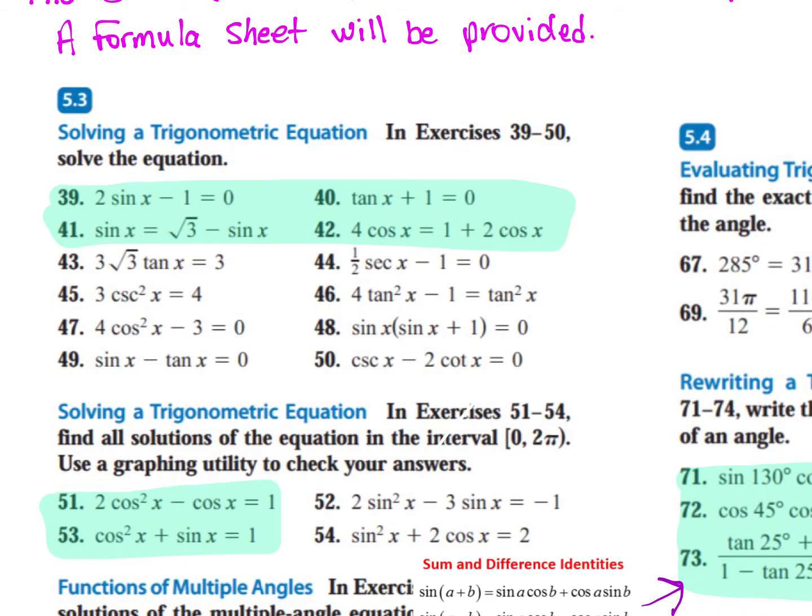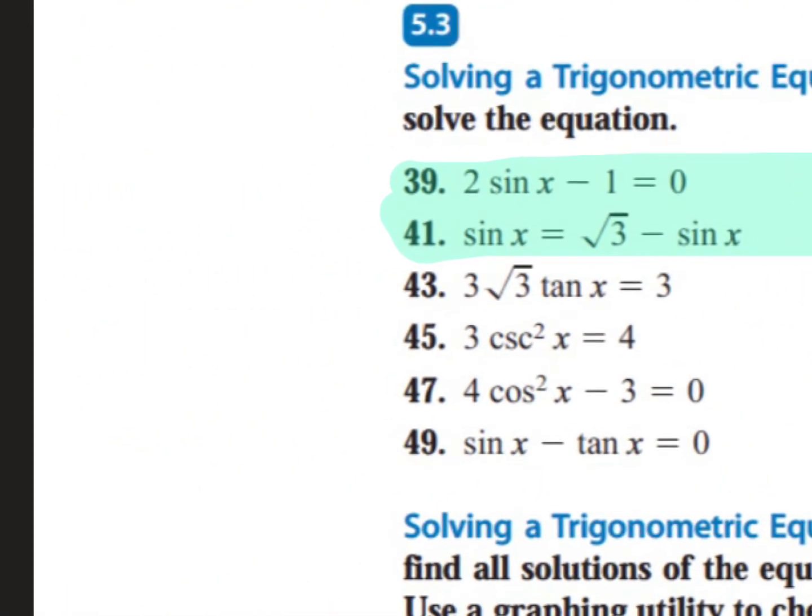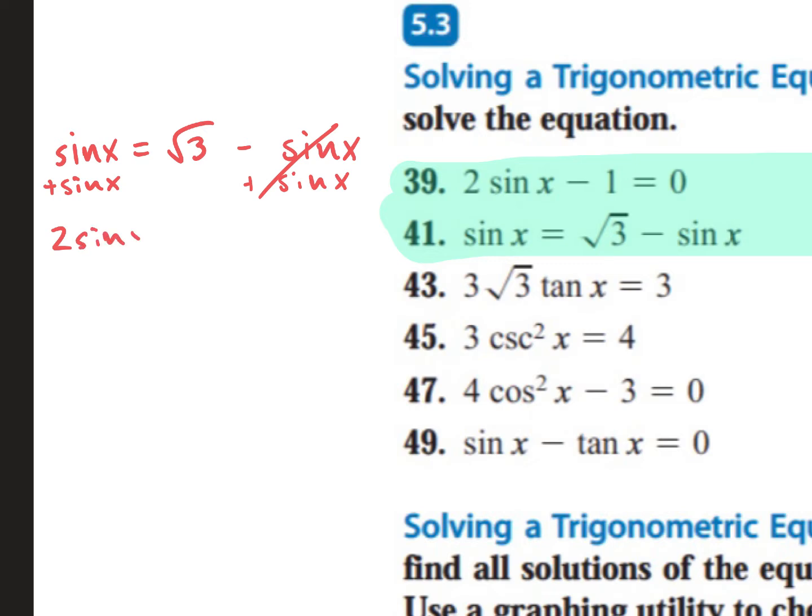That's fine. I'll pick one. So let's look at 41. So the sine of x is equal to square root 3 minus sine of x. So our goal is to isolate the trig function, and then we have to use the unit circle. So since I have two sines, I'm going to add sine of x to the other side. So now I have 2 sine x is equal to square root 3.